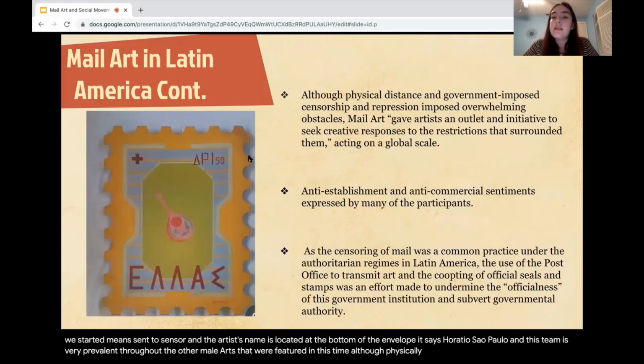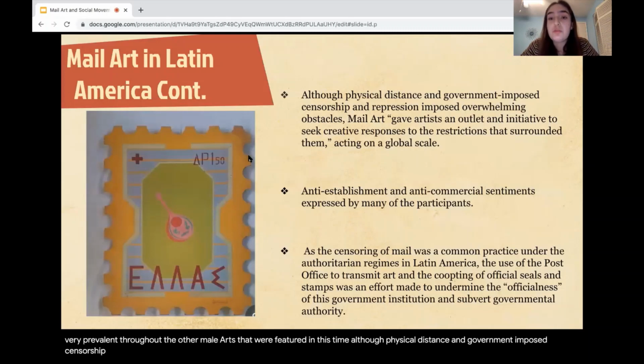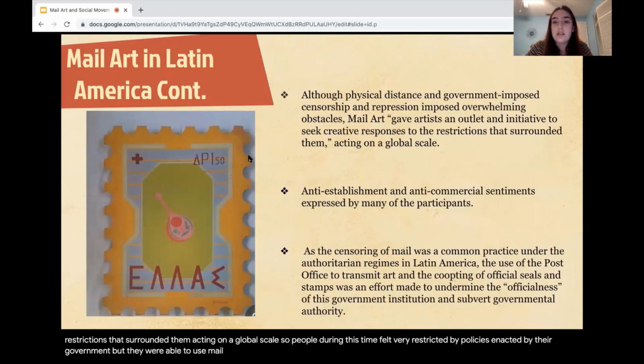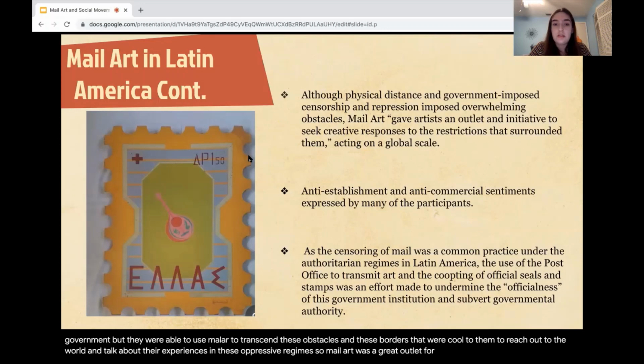So although physical distance and government-imposed censorship and repression imposed overwhelming obstacles, mail art gave artists an outlet and initiative to seek creative responses to the restrictions that surrounded them, acting on a global scale. So people during this time felt very restricted by policies enacted by their government, but they were able to use mail art to transcend these obstacles and these borders that were serving as an obstacle to them to reach out to the world and talk about their experiences in these oppressive regimes. So mail art was a great outlet for that.